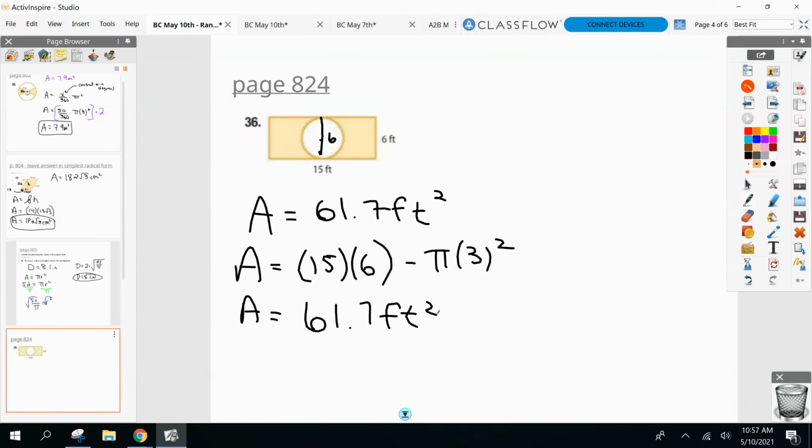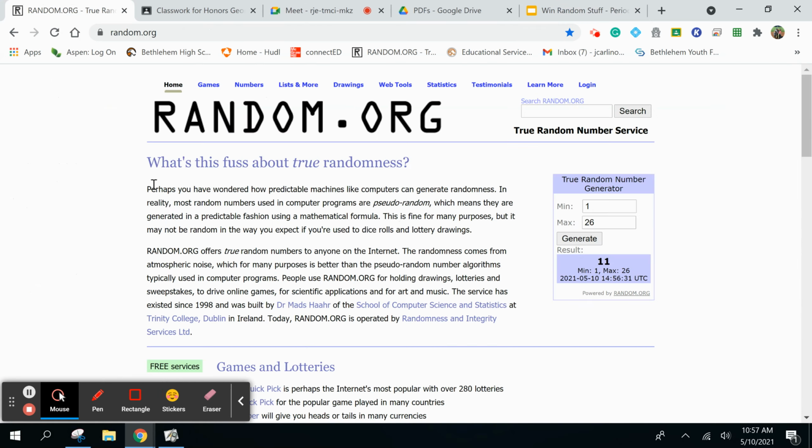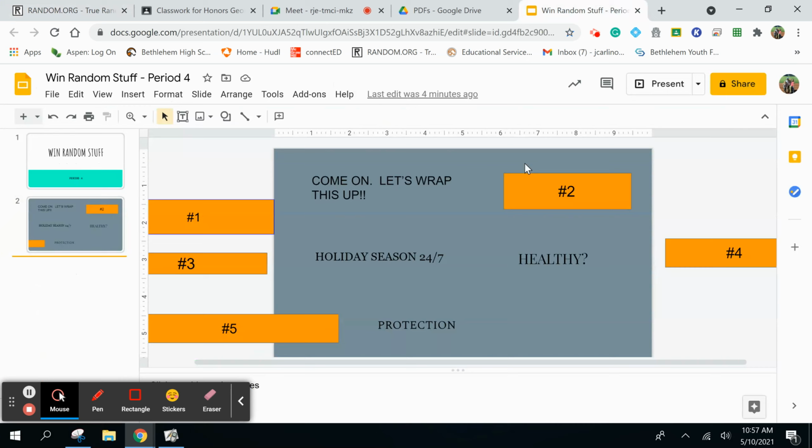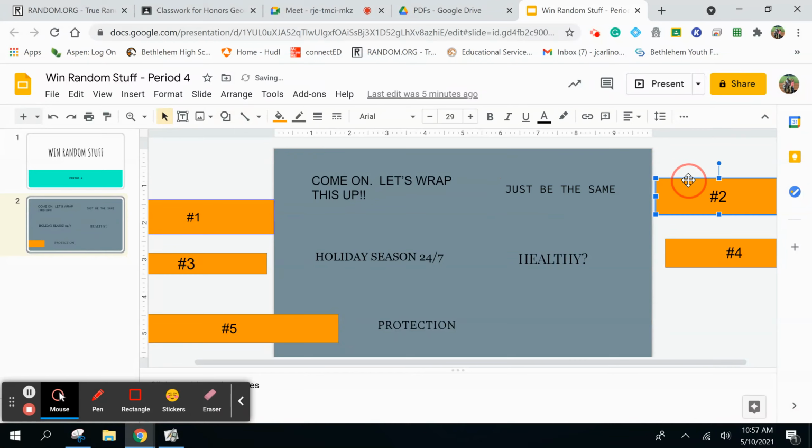All right, now, the smart gameplay here would just be, hey, let's just see what's under number 2. And then you have your choice between whatever's under number 2 and holiday season. But if you're really gunning for holiday season, it's yours for the taking. It's up to you. Where do you want to proceed? Number 2. Okay, so let's see here. What are his choices? He has Just Be the Same on number 2, or he can go with holiday season 24/7. Big choice here. I'll stick with number 2.